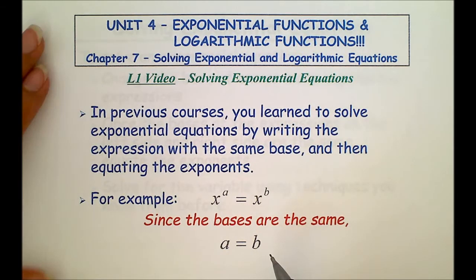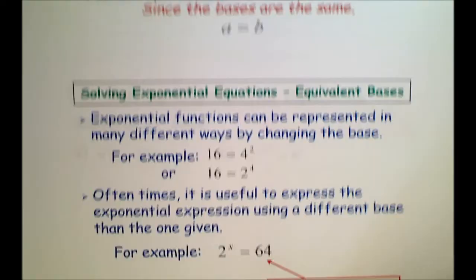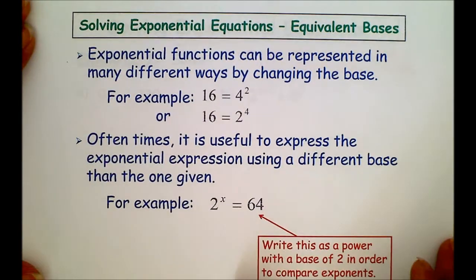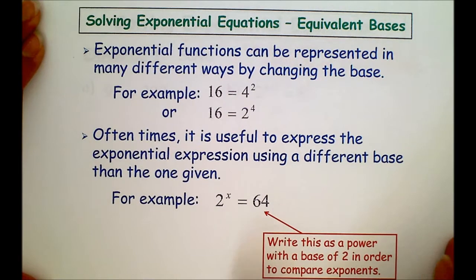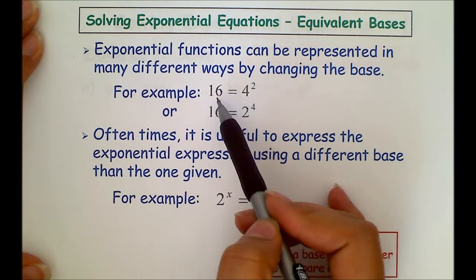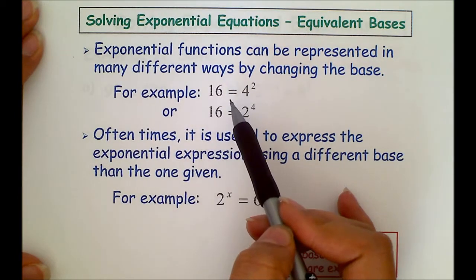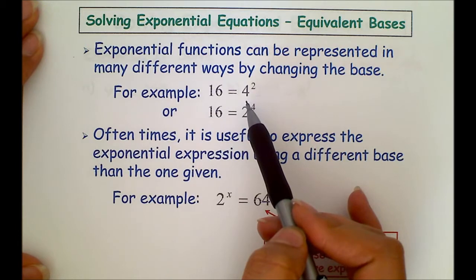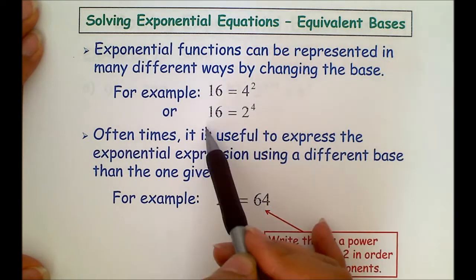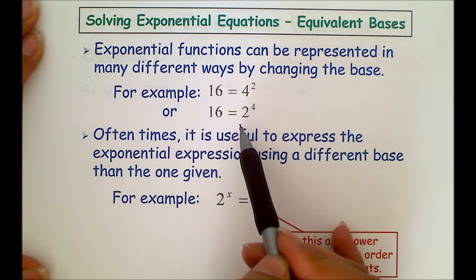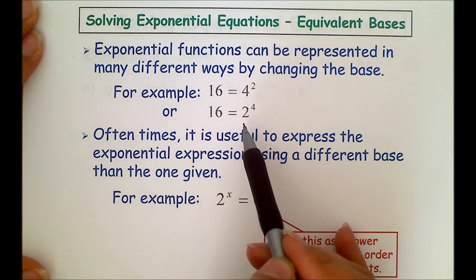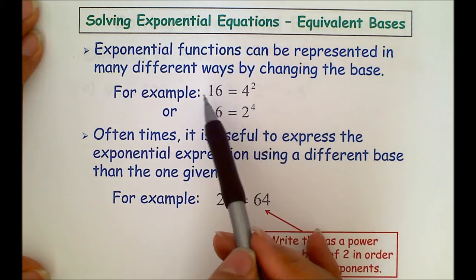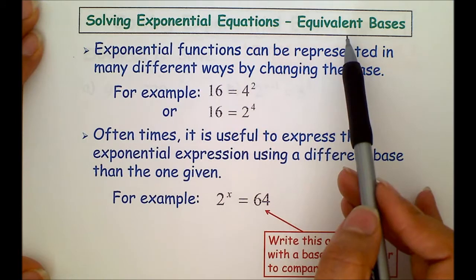Okay. So exponential functions can be represented in many different ways by changing the base. So for example, you can take a number like 16 and you can write it with a base of 4. So it can be rewritten as 4 to exponent 2. Or you can take a number like 16 and write it to a base of 2. And so you can write it as 2 to exponent 4. So there's lots of different ways of changing a number so that it has a different equivalent base raised to a particular exponent.